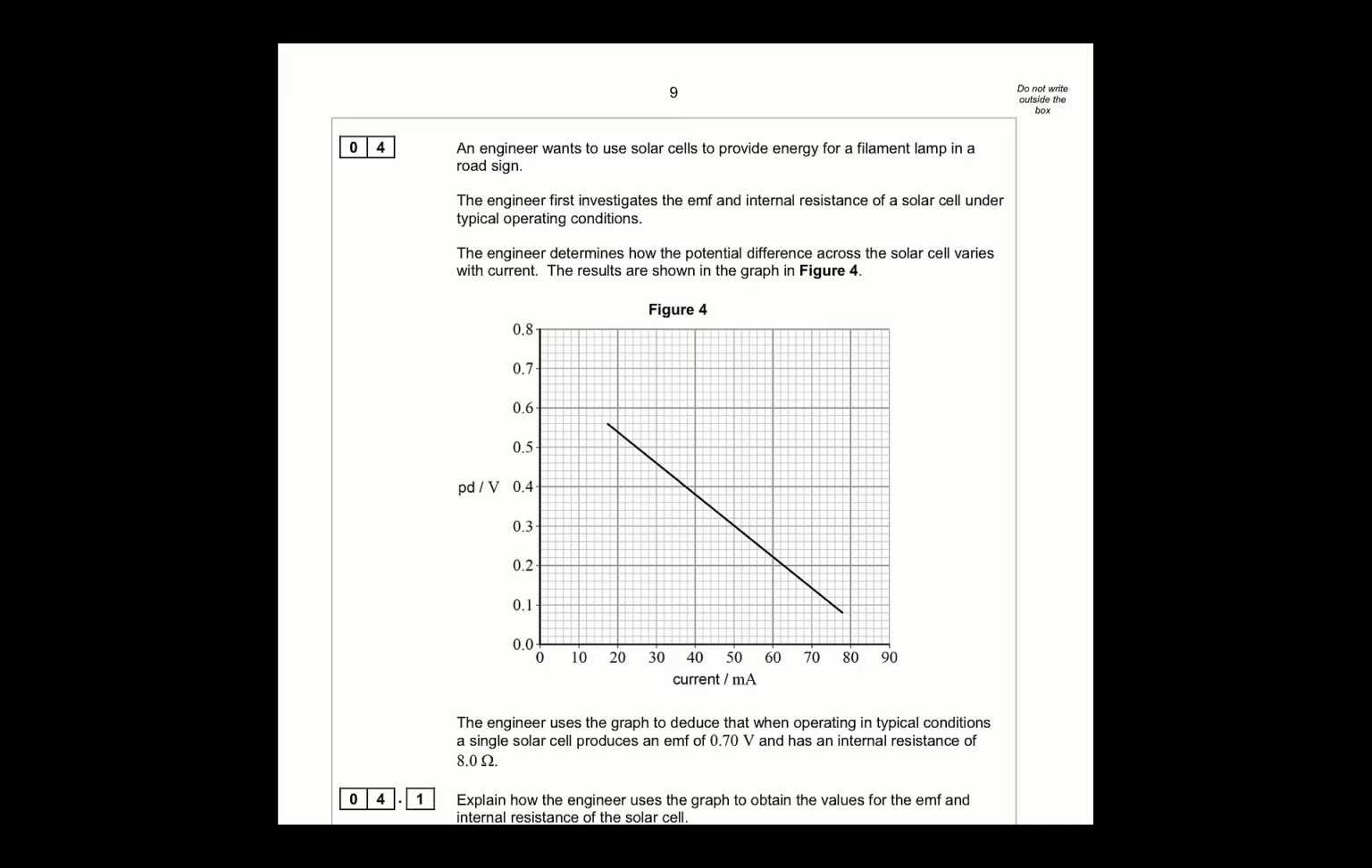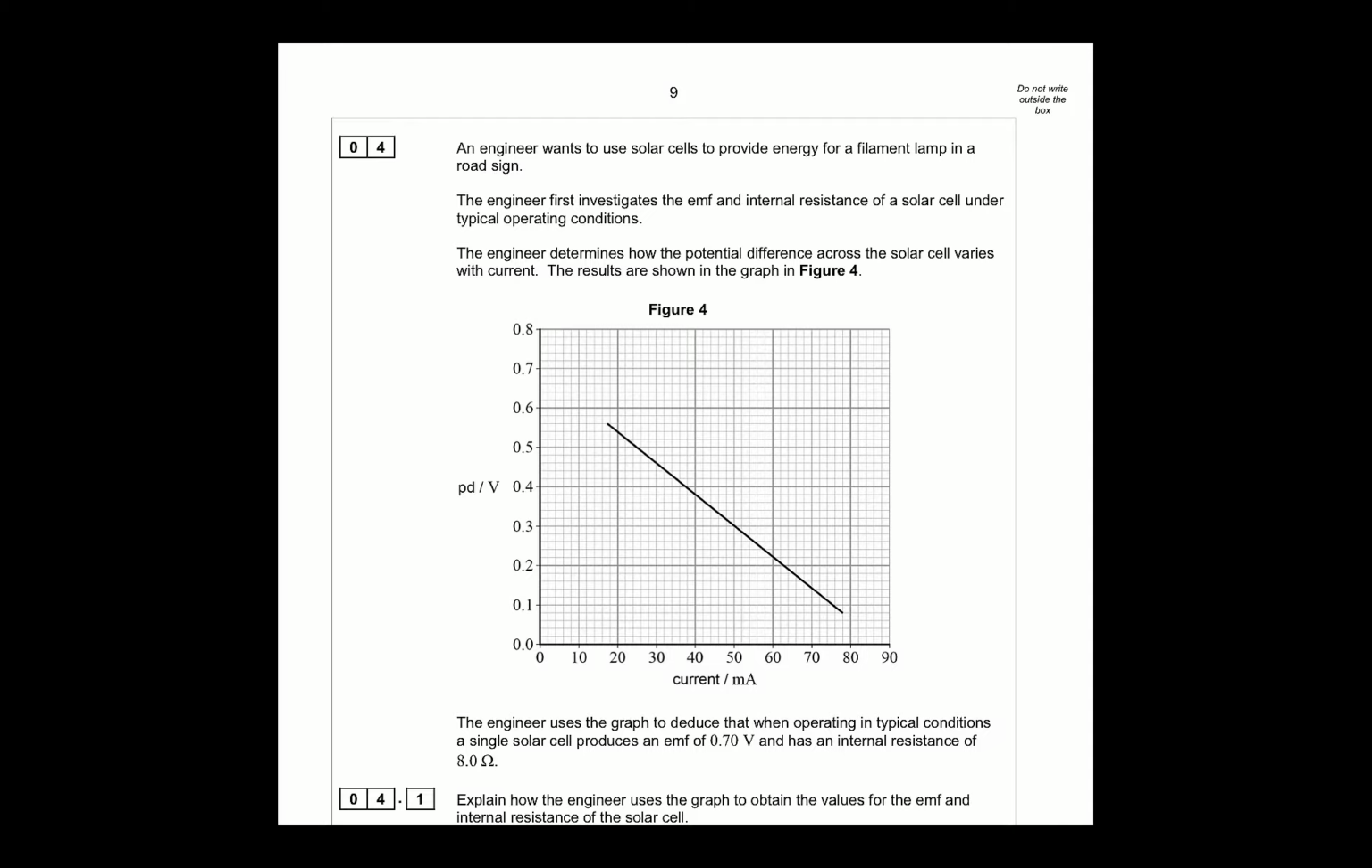All right, question 4 of the 2017 A-level physics paper from AQA. So here we've got an engineer who wants to use solar cells to provide energy for a filament lamp in a road sign. First thing he wants to do is find out the EMF and internal resistance of a solar cell under typical operating conditions.